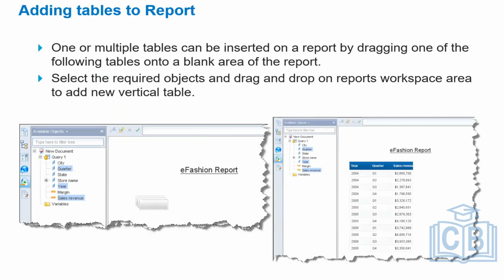How we add tables to reports. One or multiple tables can be inserted on a report by dragging one of the following tables onto a blank area of the report. Select the required objects and drag and drop on the report workspace area to add a new vertical table. So if you want to add some 3 or 4 objects in the report, if you select and drop in this report space, a table will be displayed.